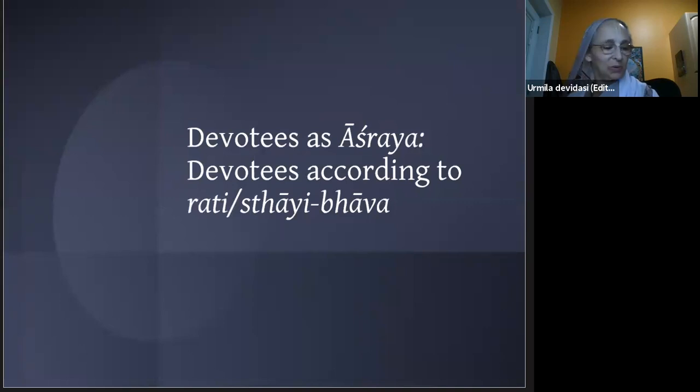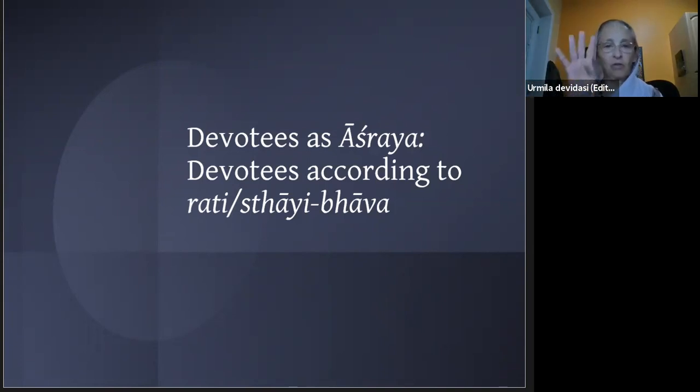Okay, well, I hope that was enlivening. So we looked at devotees as the shelter, the Ashraya, for the basic Alambana, impelling or stimulating Vibhava, according to their level of attainment. Were they sadhakas or siddhas? And if they were siddhas, were they sadhana siddha? Did they become perfect by practice? Were they kripa siddha? Did they become perfect by mercy? Or nitya siddha? Were they always perfect?